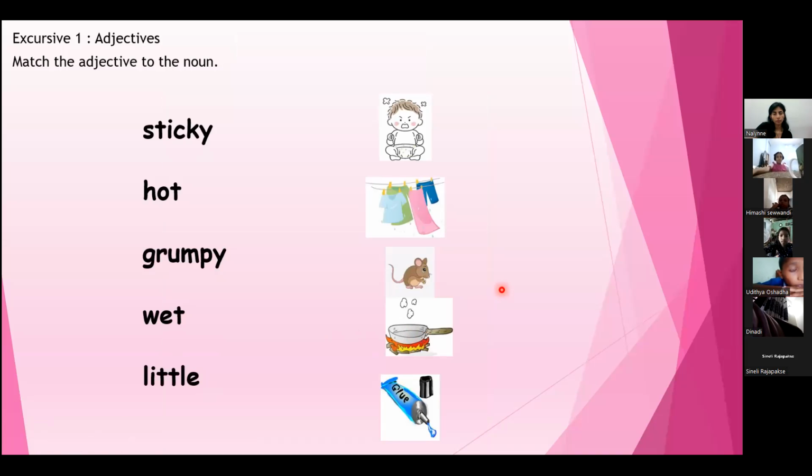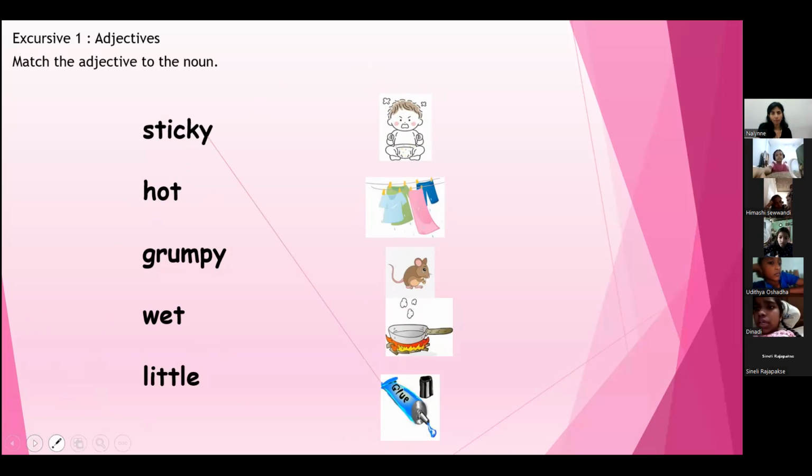Okay. Now, let's practice before we go on to the other part of nouns using in sentence, all right? Here, I have pictures, a baby, clothes, mouse, pen, glue, right? So if you talk about them on its own, I can picture anything I want. And now I'm going to add an adjective so that my picture in my mind becomes clearer. All right, let's start with this word here. Can anybody read this word here? Sticky. Sticky. So, what would you describe sticky in this picture? What would you describe? Glue.